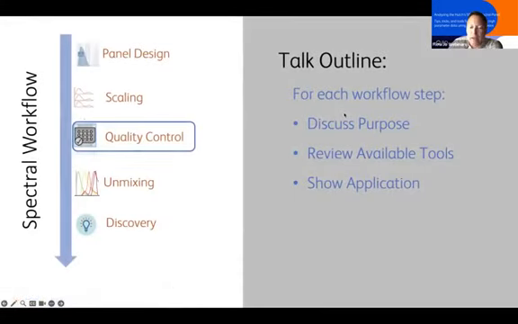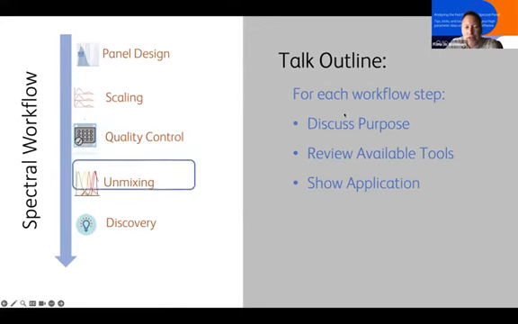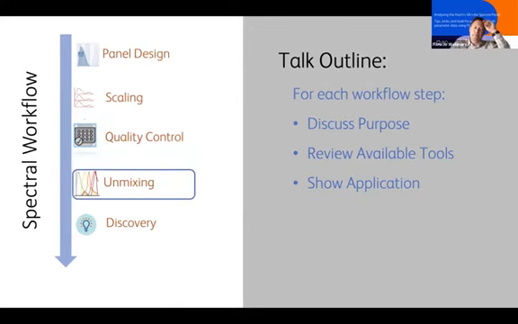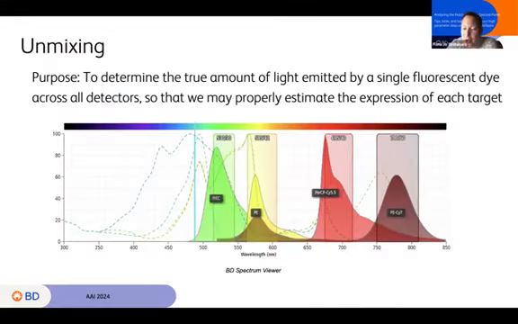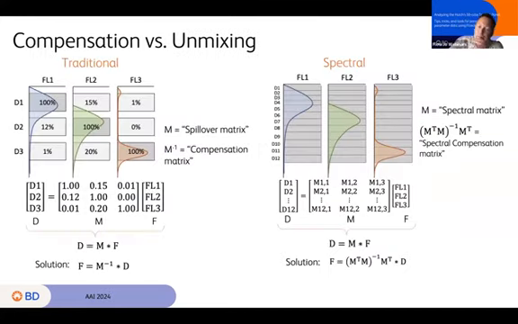All right, moving on to unmixing. Okay, I think we can be pretty quick on the purpose slide here. So for any given fluor, it will fluoresce across a number of detectors, and we want to put back together all the signal that came from one fluor and attribute it to a measured target, your CD3, CD4, CD8, et cetera.